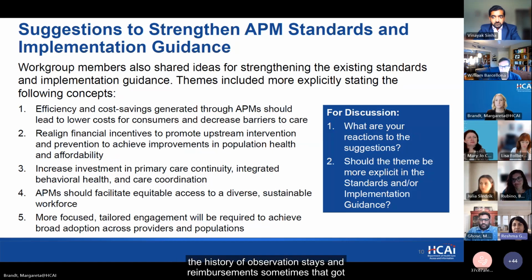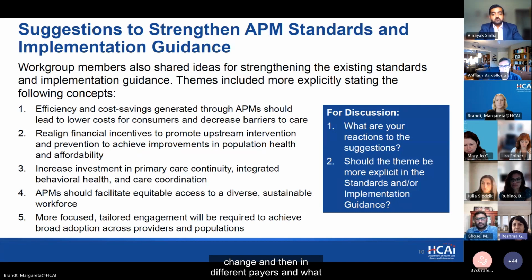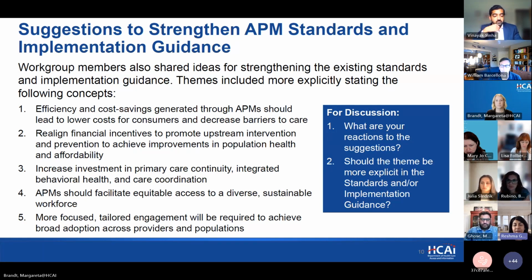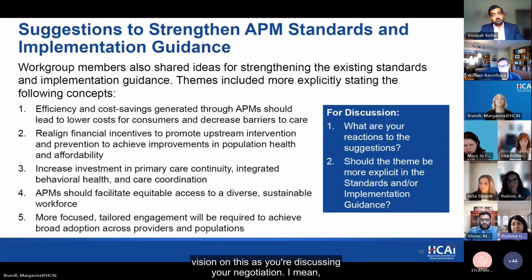So for example, the history of observation stays and reimbursements. Sometimes costs got shifted over to patients, right? And I just think times have changed, and different payers contract with different groups and health systems differently. So we're not in a position to micromanage that, nor can we get into all the details to say, here are the 20 most common opportunities for out-of-pocket costs. So have a vision on this as you're discussing your negotiation.